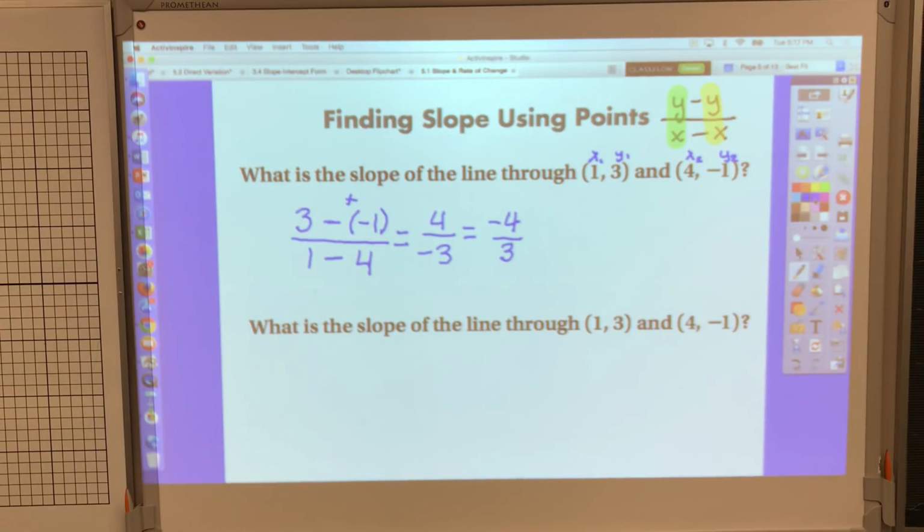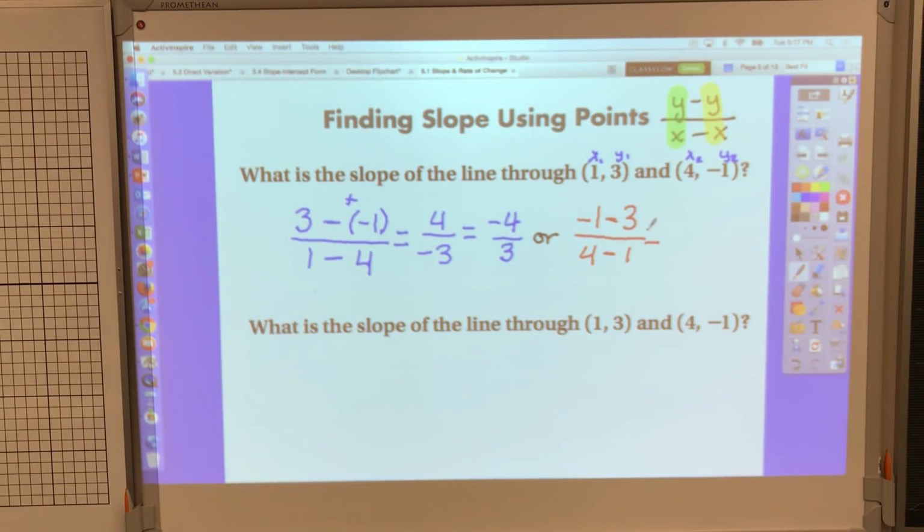Okay? And like I said, you can really start with either ordered pair, so I'm going to do this one the other way just to show you get the same answer. Okay? So if I flip-flop these, and this time I'm going to start with the second ordered pair. Okay? So my y coordinate there is negative 1. X coordinate is 4. Rule is still subtraction. Okay. Second ordered pair, my y coordinate is 3. X coordinate is 1.